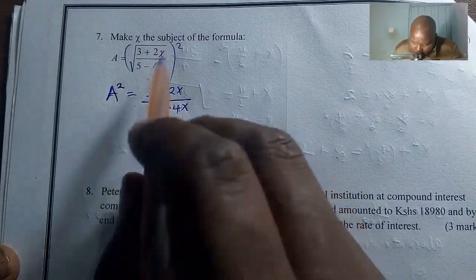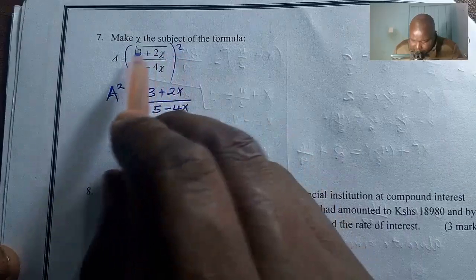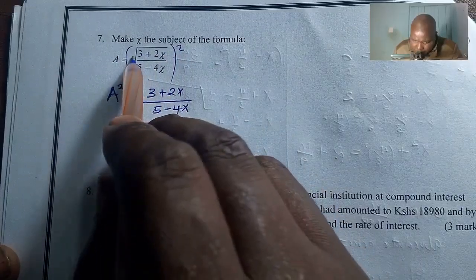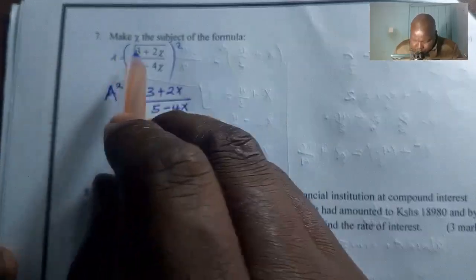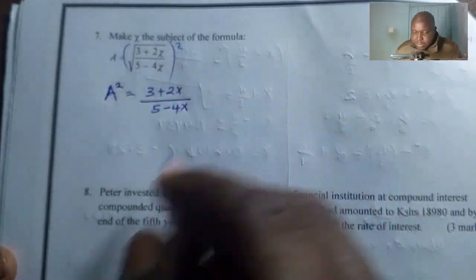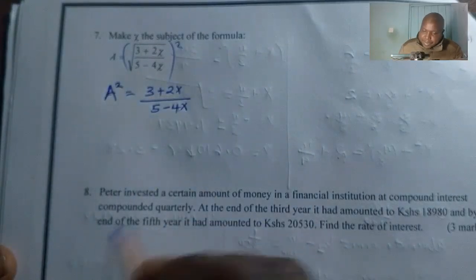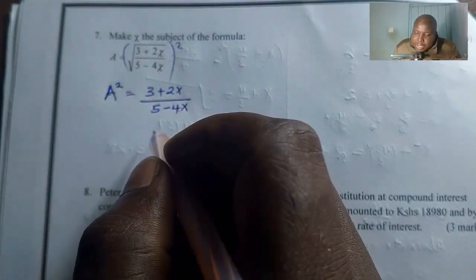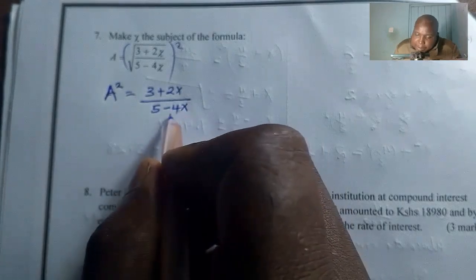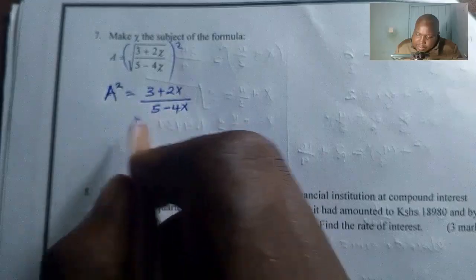To remove the square root, you square both sides. If it was the cube root, you cube both sides and you remove the cube root. If it is the fifth root or fourth root, it is the same. Now let's move this denominator. Multiply both sides by the denominator.